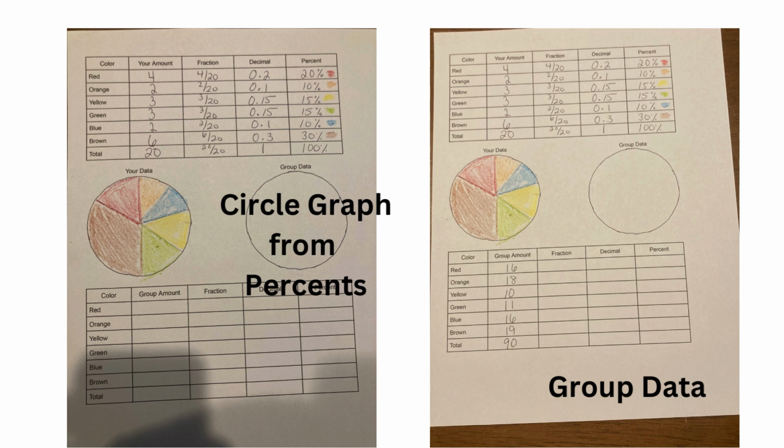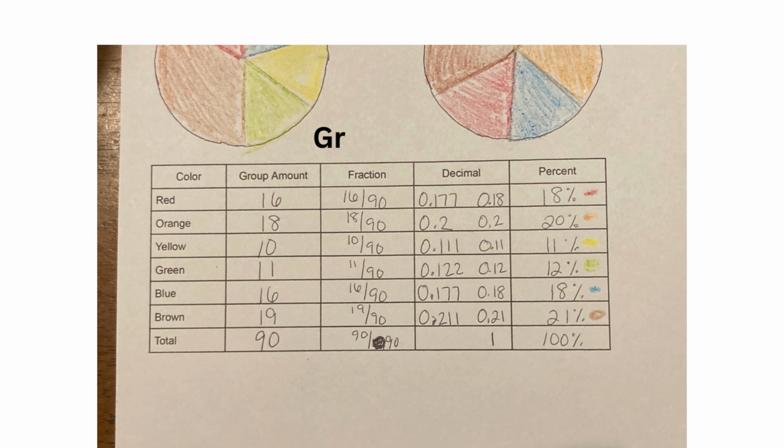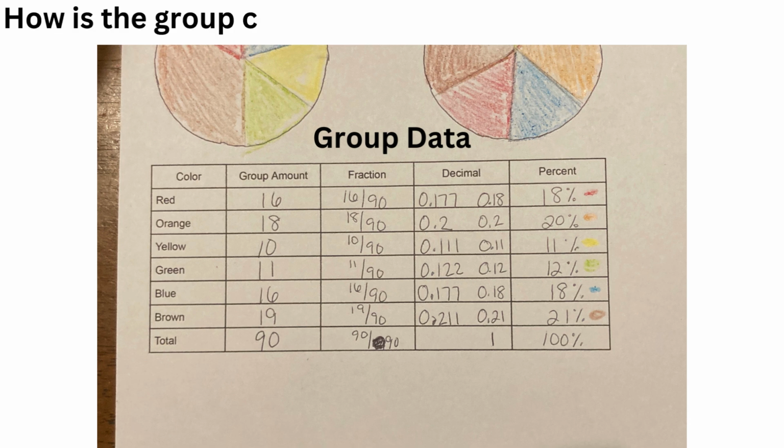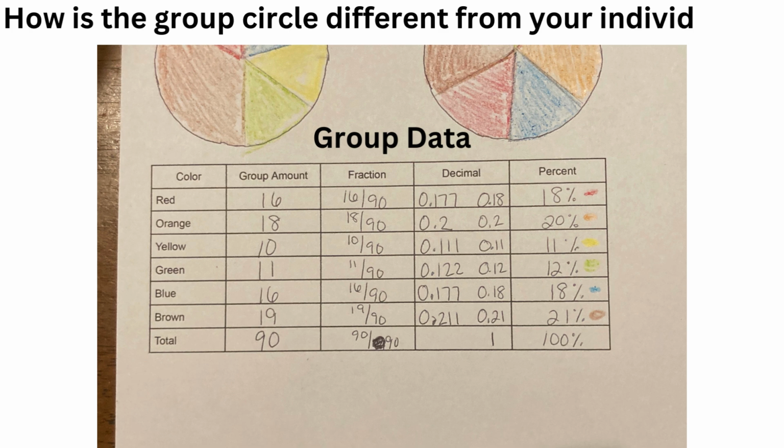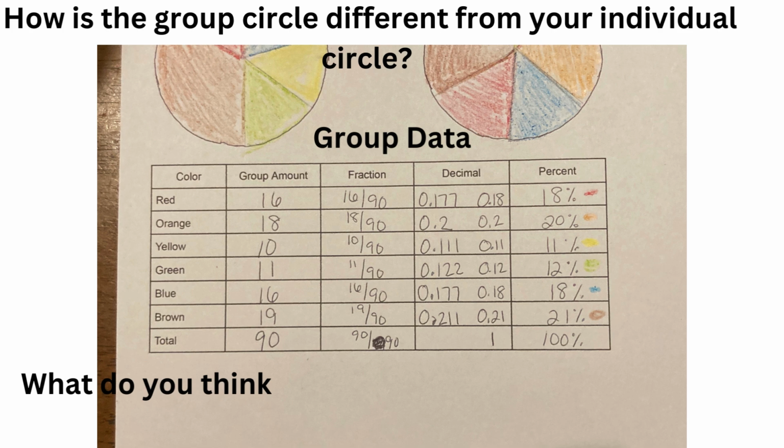This can create a lot of really great conversations once they fill out all the information. You can ask them questions like, how is the group circle different from your individual circle? Why do you think that is? What do you think would happen if we made a class circle? We could also ask, what do you think would happen if we added more people's numbers? These are good conversations, especially if you talk about probability or sample size with your students to get them thinking about why it is different, what's the same.